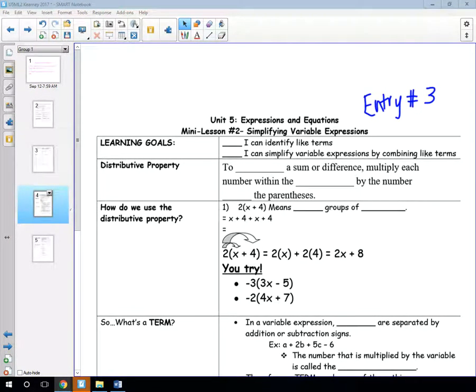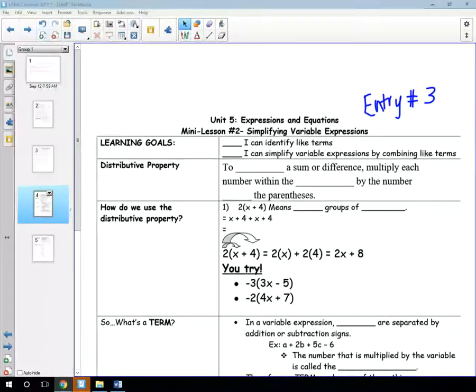All right, so by the end of today, guys, our learning goals, I want you to be able to identify like terms, and I want you to be able to simplify expressions by using the distributive property and combining like terms. So let's just dive right in and start with one of those things I just said, which is the distributive property. Now, some of you probably have seen this in the past.